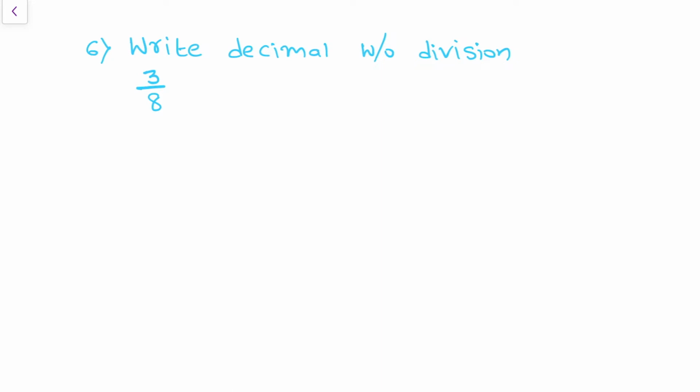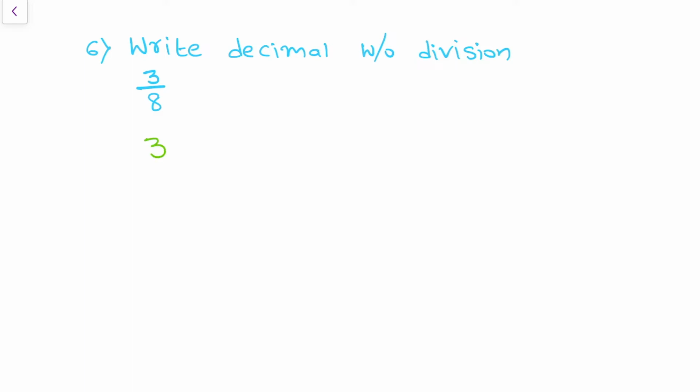Write decimal without division. Already we know clearly how to write the decimal by normal division. But in this case, he is particularly mentioning in the question that without doing any division, we need to find out the decimal. So it's very easy. Take the numerator as it is.